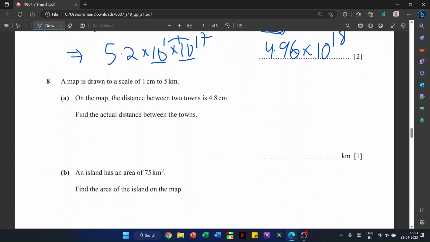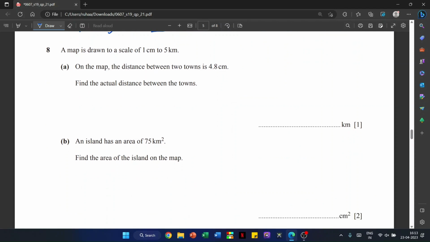Okay, a map is drawn on a scale of 1 centimeter to 5 kilometers. On the map, the actual distance between two towns is 4.8 centimeters. So find the actual distance between the towns. So this is simply 1 is to 5. So 1 centimeter is to 5 kilometers. So 4.8 centimeters is how many kilometers? So that is simply going to be 4.8 into 5.